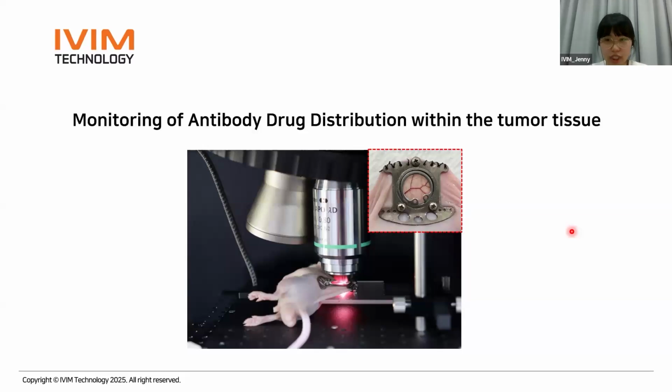Therefore, to precisely predict and optimize the therapeutic efficiency of antibody drugs, it is essential to have technologies that allow direct in vivo observation of actual drug distribution and mechanisms of action within tumors. Next, addressing this need, I will introduce experimental data that visualizes the intratumoral distribution of bispecific antibody drugs using intravital microscopy.